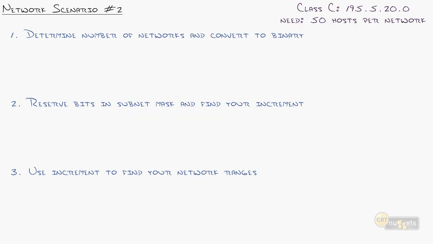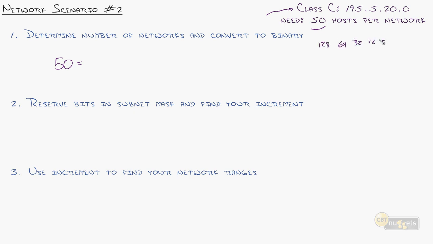Okay, example number 2. We've got a class C address again. Same story, 195.5.20.0. And we're going to need 50 hosts per network. So a little larger organization, 50 hosts per network is what we're after. All right, so let's go. I've got 50 as my magic number. I'm looking for how many bits to get the number 50.